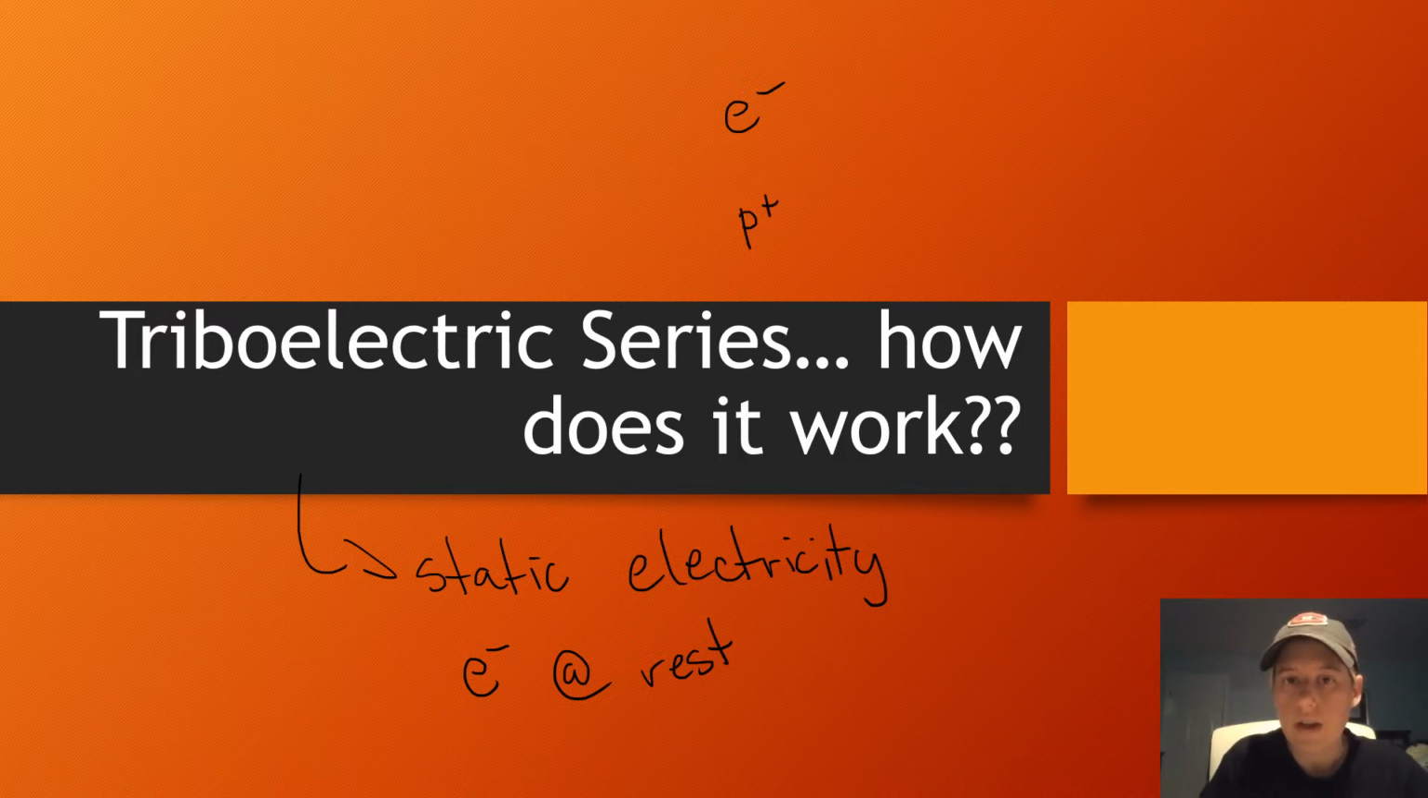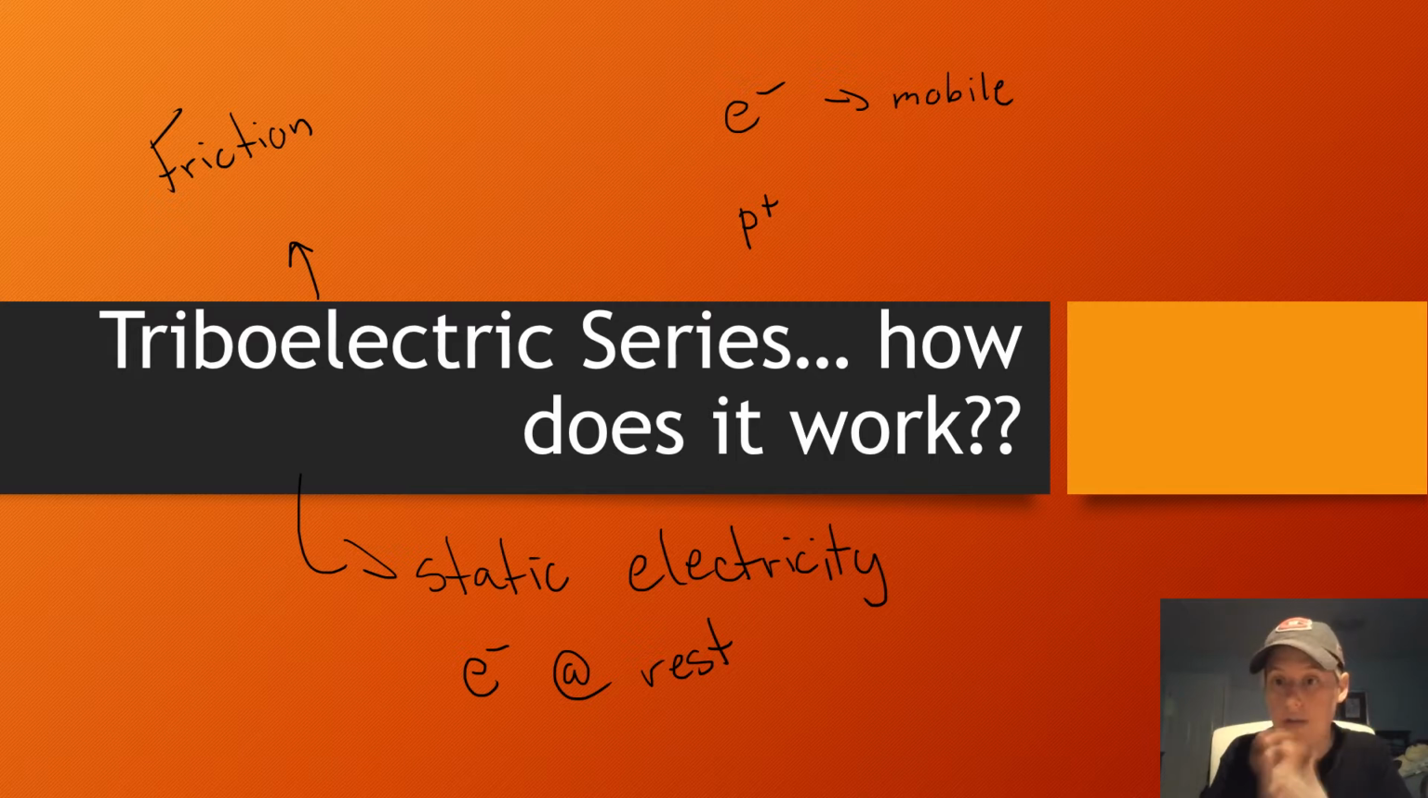And we also have to realize that electrons are the particles that are mobile. So when an item becomes negatively charged, it gains electrons. When an item becomes positively charged, it loses electrons. Now, with the Triboelectric series, it primarily is used when I am charging by friction. And when I'm charging by friction, I'm literally rubbing two items together.